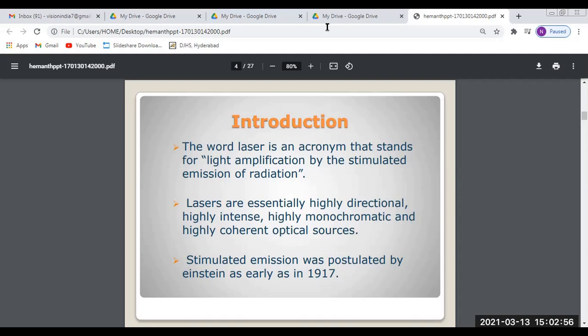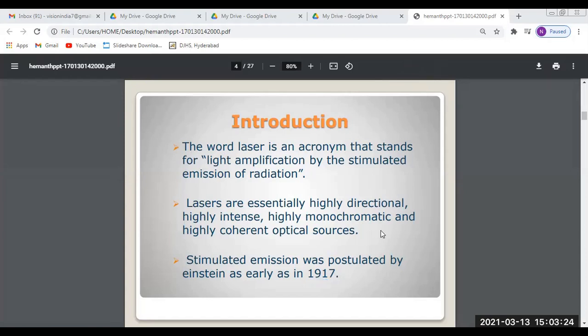and high directionality. So the basic principle on which laser light works is stimulated emission, which was postulated by Einstein in the year 1970. You can see this 1970 is the year in which the stimulated emission has been postulated by Einstein.